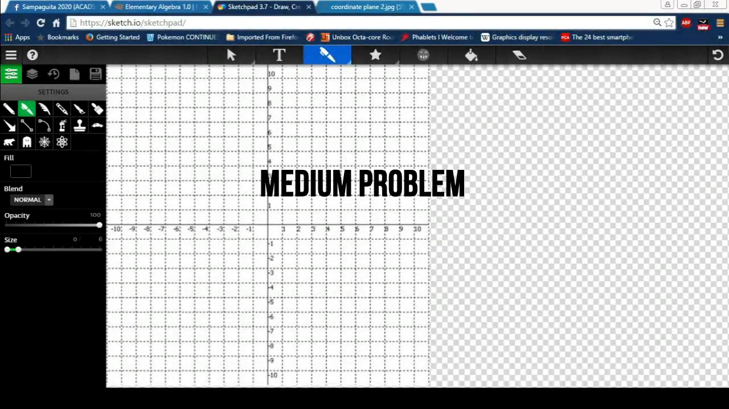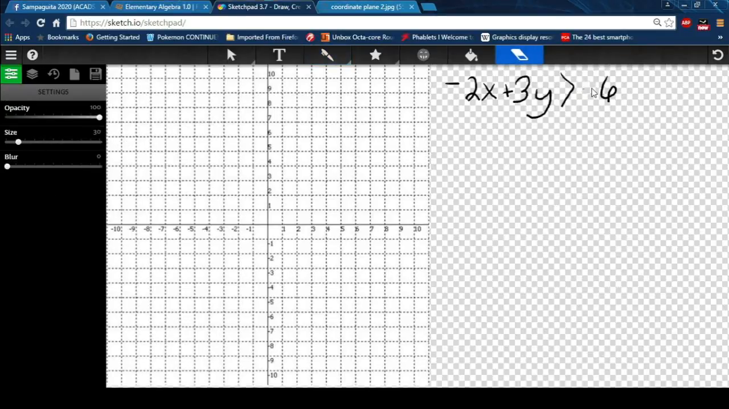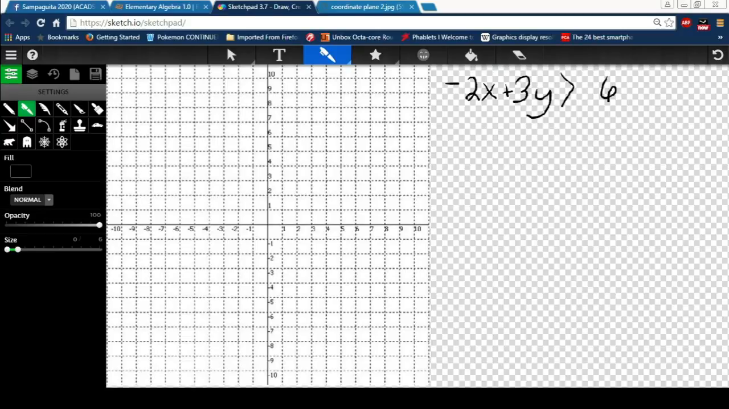Okay, so our medium problem. Graph the solution set: negative 2x plus 3y is greater than 6. Let me just write it down. Negative 2x plus 3y is greater than negative 6. I'm sorry, is greater than 6, and 4x minus 6y is greater than 12.